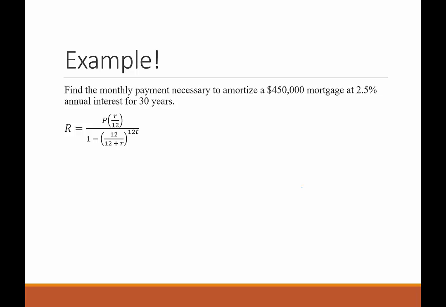Okay, so in this example, we want to amortize a $450,000 mortgage at 2.5% annual interest for 30 years. I'm going to write down all the important things here. I know that uppercase P is $450,000. I know that r is 2.5%, but remember I want to convert this to its equivalent decimal. So I'm going to divide by 100, giving me 0.025. And the term is 30 years. Remember, t in this formula is years, so we want to make sure that we're using years. Okay, so now I'm going to bring up the calculator.